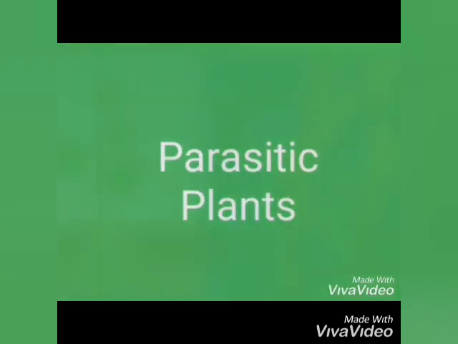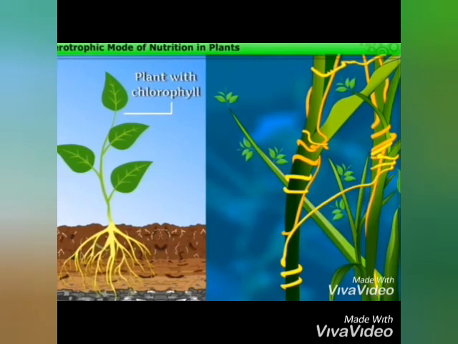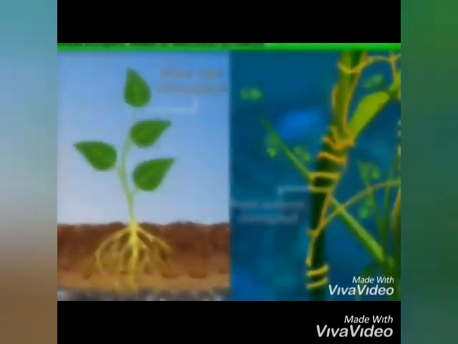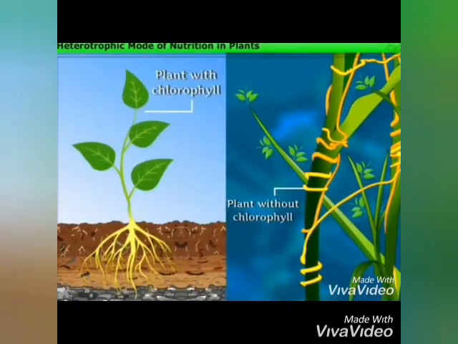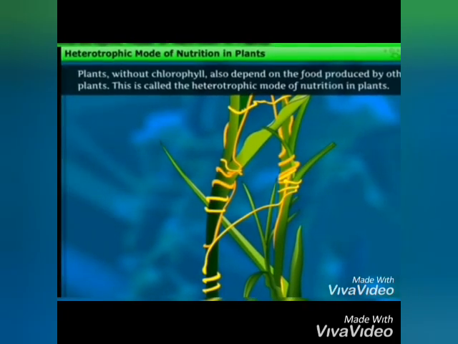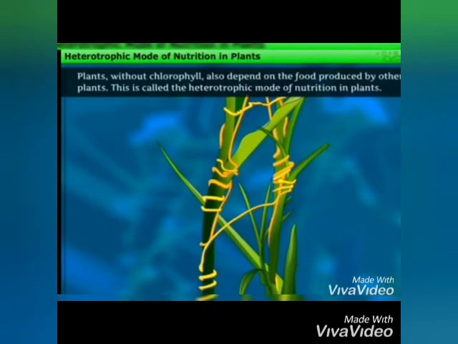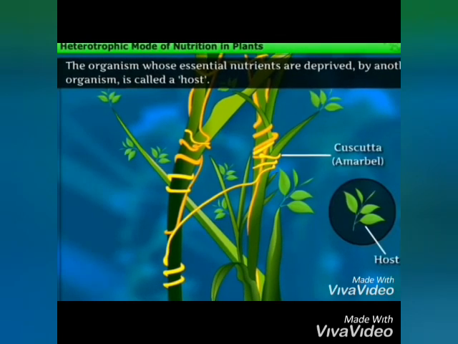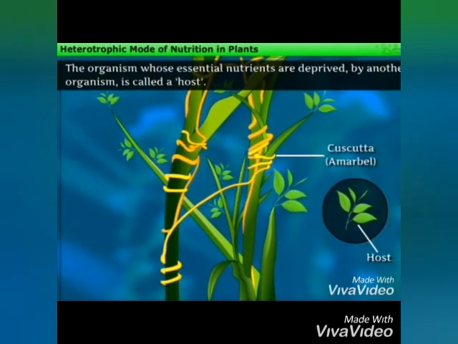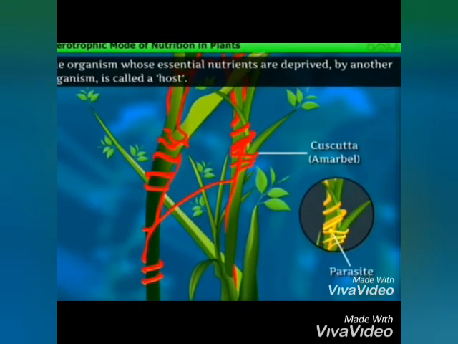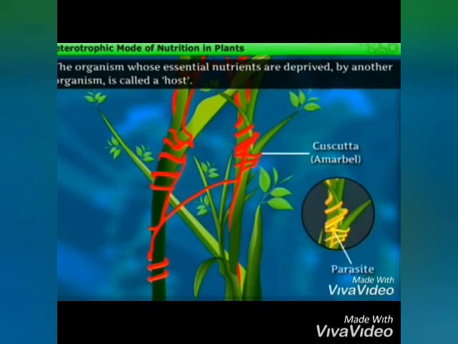Plants with chlorophyll can prepare their own food, but some plants do not have chlorophyll. How do these plants survive? They depend on another plant for their nutrients. The organism whose essential nutrients are deprived by another organism is called a host. See, here the red plant is a parasitic plant and the green plant is the host.